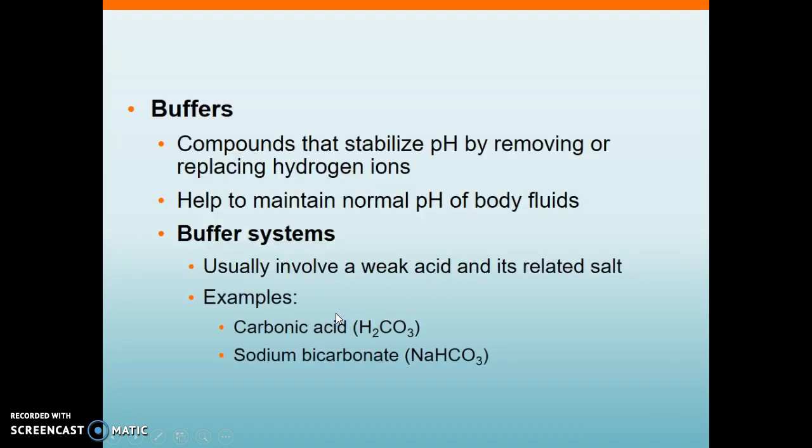Now, buffers are really important in the human body. If our pH were to go too low, we'd be in trouble. If our pH were to go too high, we'd be in trouble. We've got to maintain stability in that pH, and that's what buffers do. Buffers usually involve a weak acid and its related salt. So here's the weak acid, carbonic acid, and here's its related salt. I think probably at this point just memorize that a buffer involves a weak acid and its salt.